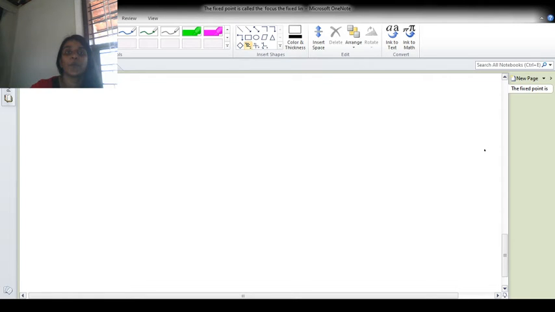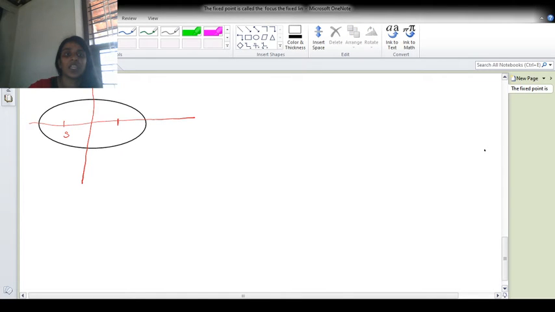Okay. Next, I will explain what the algebraic expression of an ellipse is. This is the major axis. This is the minor axis. Here I took S, and here X dash, A dash, A.